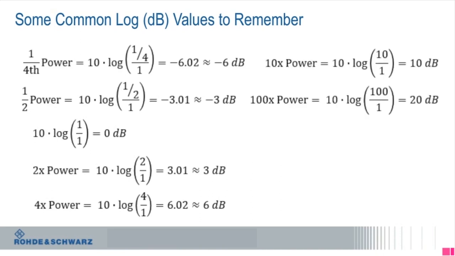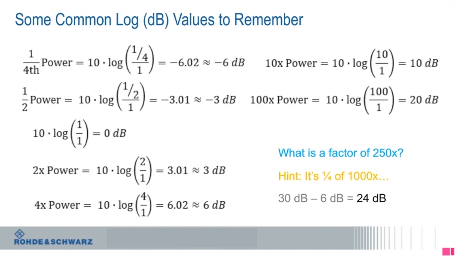And then everything else is really just factors of 10, right? So you see here, 10x power is 10 dB. 20 dB is a factor of 100. So it's two zeros, really, right? So that's where the two comes in. So if you wanted to know what's a factor of 250, you'd say, okay, well, if I know these, what's 1,000? Well, 1,000 is 30 dB, right? And then a factor of 1/4 is minus 6. So you take the 30 and subtract 6.